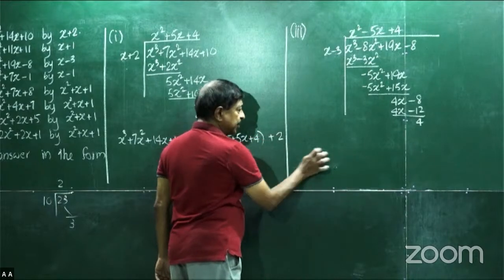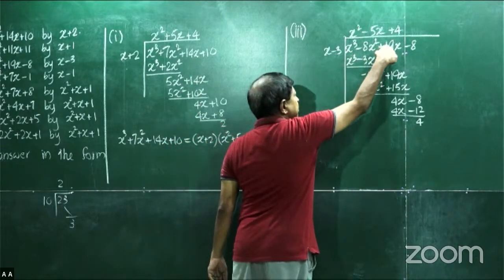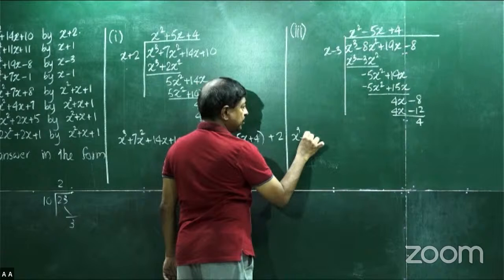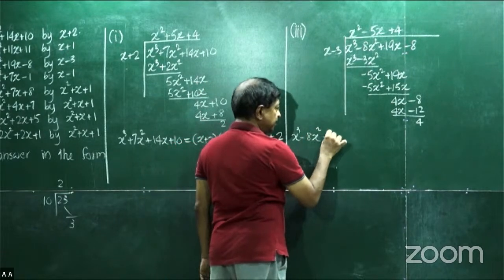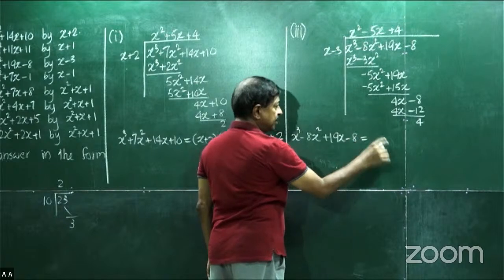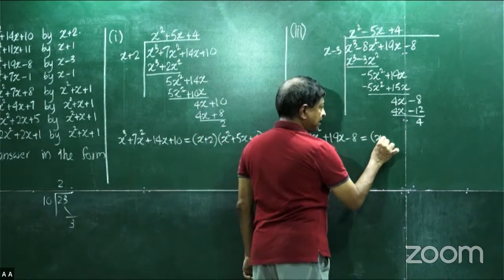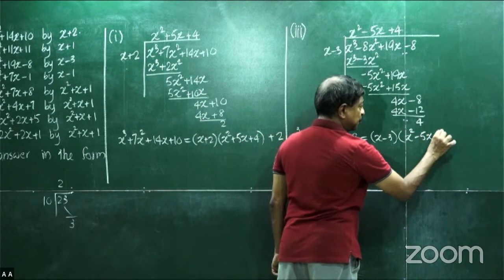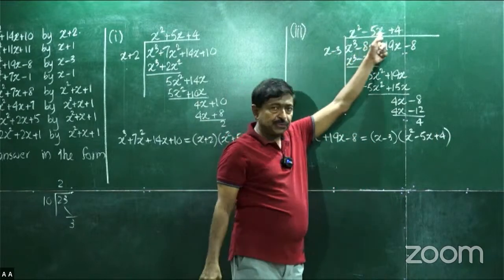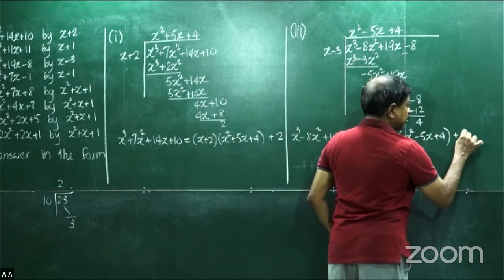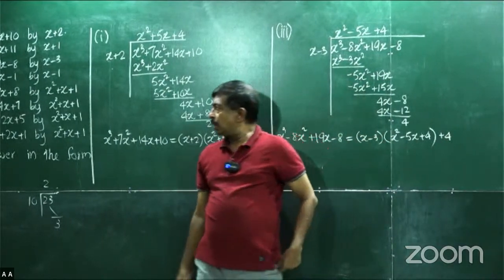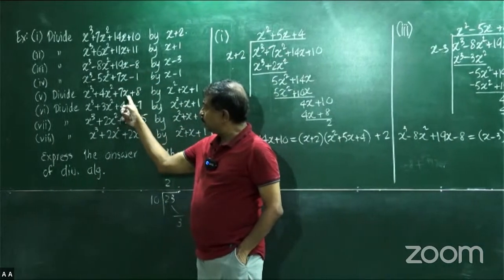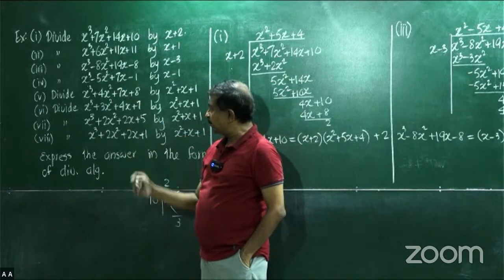So when you write this in the form of the division algorithm, you have to write this is equal to the product of these two plus 4. So x cube minus 8x squared plus 19x minus 8 is equal to x minus 3 times x squared minus 5x plus 4, the product of these two plus 4. Now, this is very similar, but you have to do it carefully. Now, I'll do the fifth one. All these are similar after that.